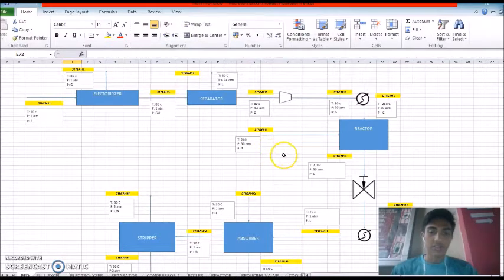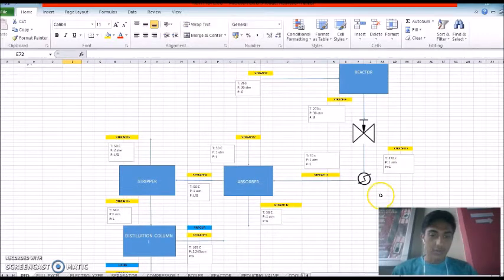containing carbon dioxide. The product from the reactor will flow into our cooler and then to the reducing valve to reduce the pressure before going into the absorber, and then next to the stripper, and the last one is the distillation column. In total, we have 18 streams.